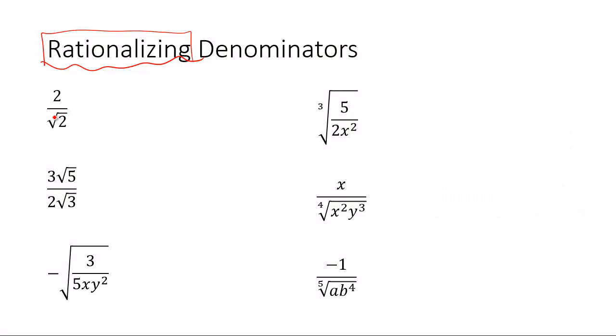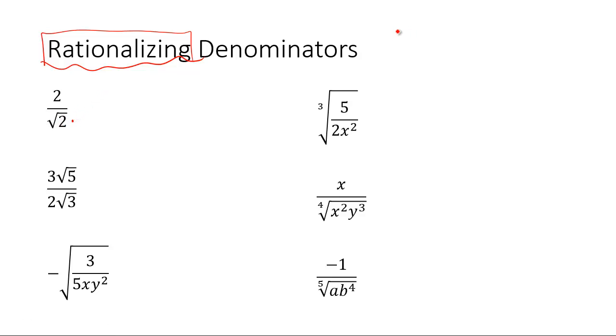So in the first example, you have root 2 in the denominator. Now it's a fraction, so we're allowed to multiply the numerator and the denominator by the same thing so that the fraction is still the same. So in this case, what would you multiply root 2 by in order for the root to disappear?